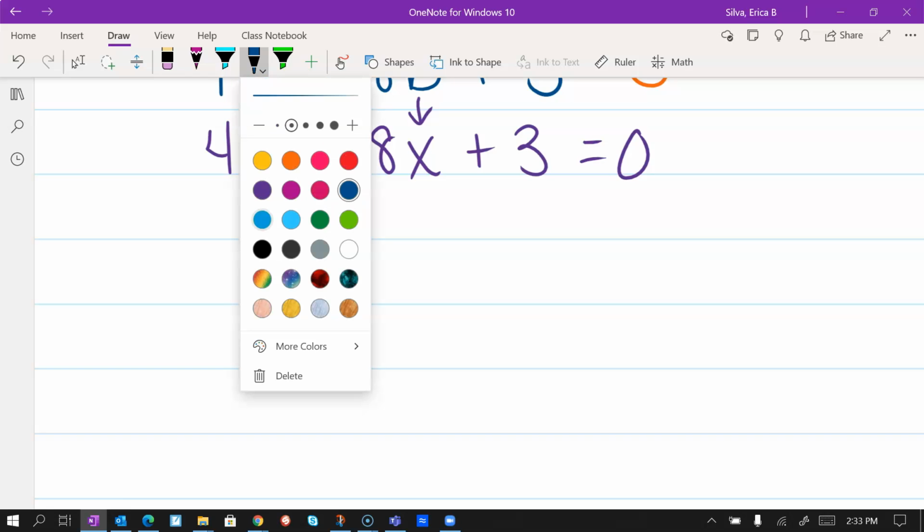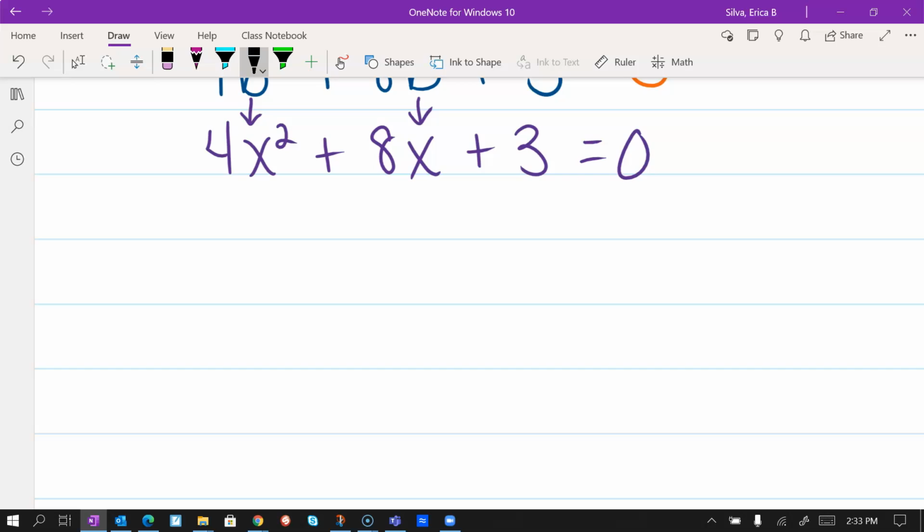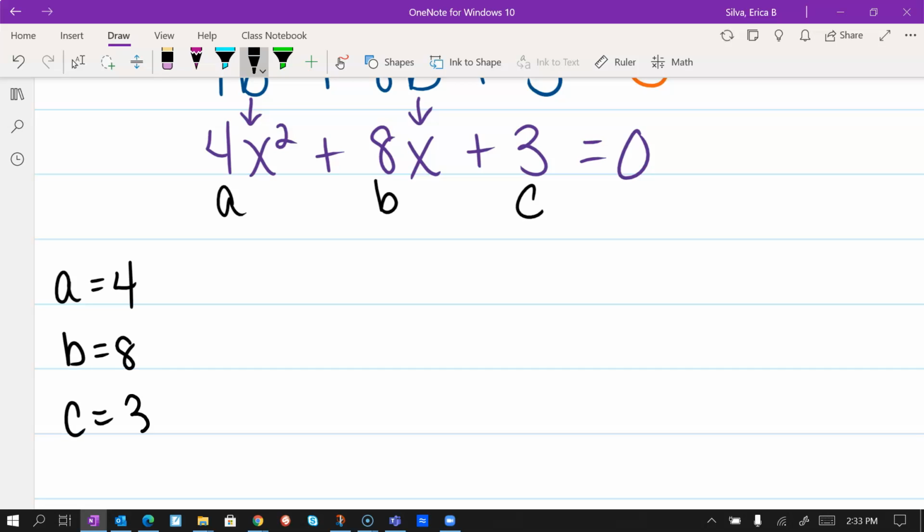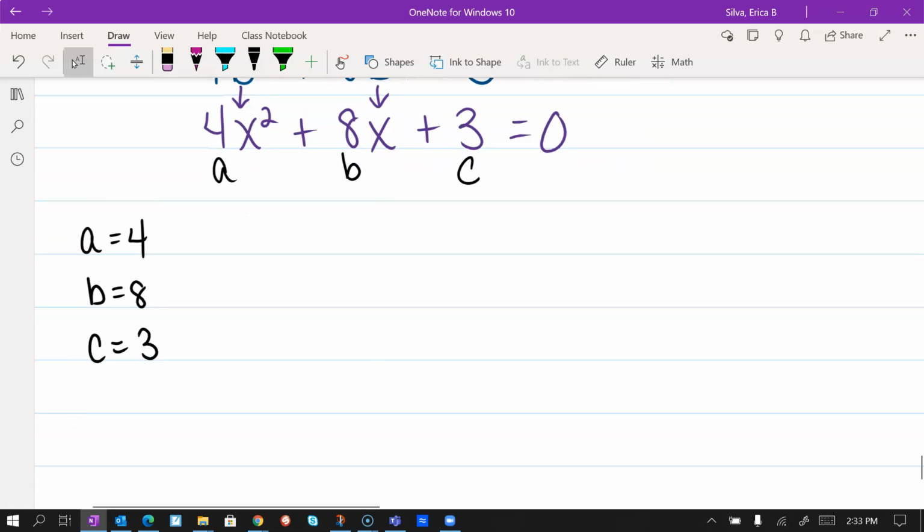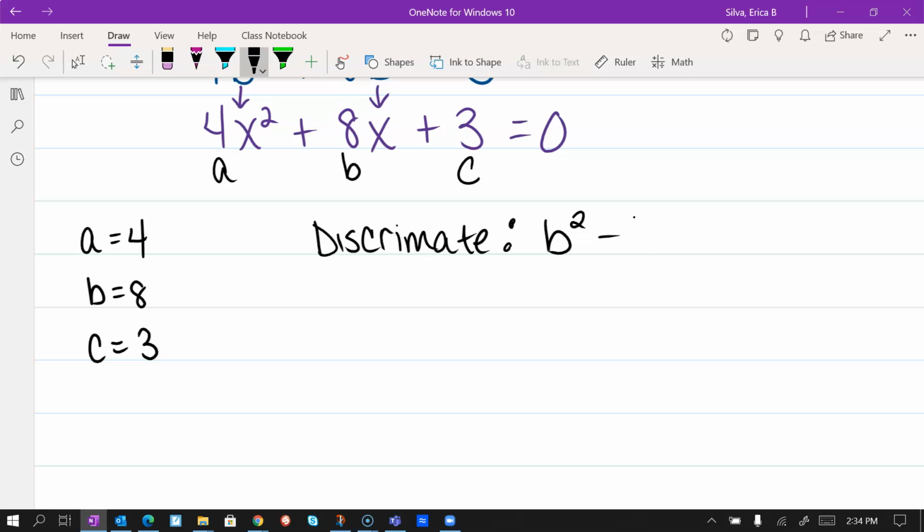Now that we have it in standard form, what can we do? The discriminant, yes, but we need to label something before that. We need to label our A, our B, and our C. So my A is 4, my B is 8, and my C is 3. And now, like Diego said, we find our discriminant. Remember, our discriminant is b squared minus 4ac.